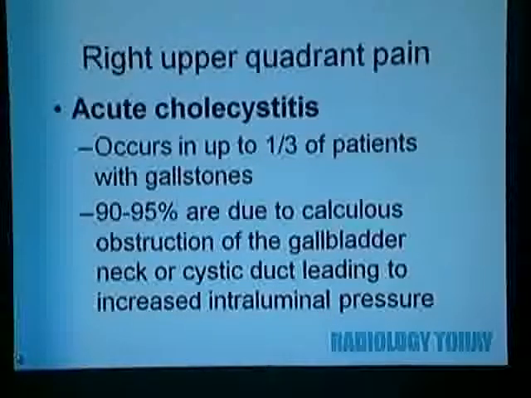Now, one of the diagnoses we're definitely looking for is acute cholecystitis. And I would say that the vast number of right upper quadrant ultrasounds are ordered to rule this out. It occurs in up to a third of patients with gallstones, and about 95% are due to calculus obstruction of the gallbladder neck or the cystic duct.